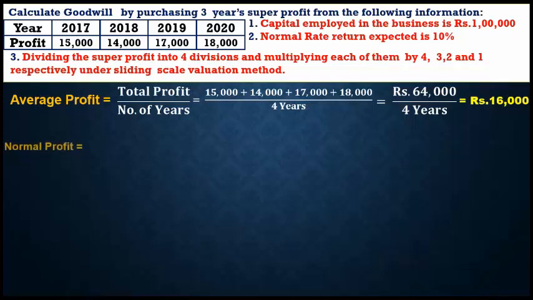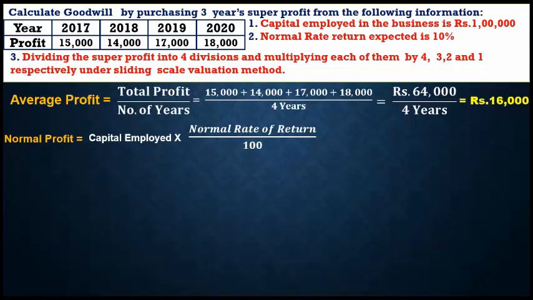1,16,000. Okay, now normal profit is equal to, what is the formula? Capital employed into normal rate of return divided by 100. Okay, now solve this formula.